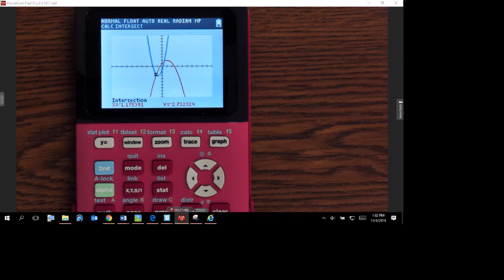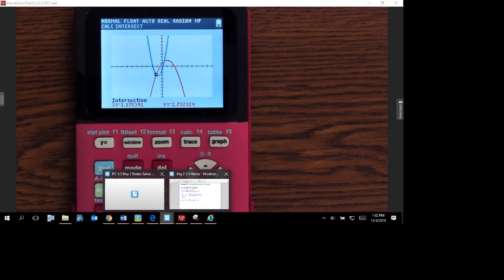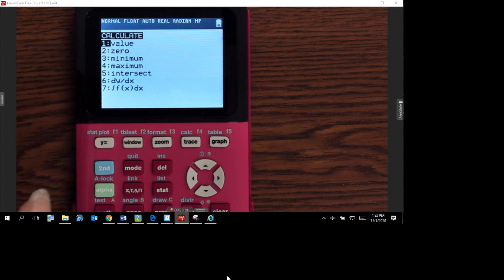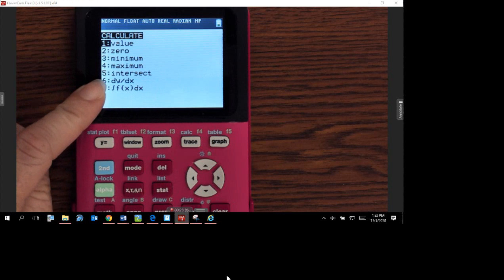So this one I'm going to approximate as negative 1.18. And then we're going to go find the other one. And remember, we're just solving for x, because there's only x's in the equation for these. So I'll go over it again. Let's find the other intersection. We go second choice, and intersect is number 5.